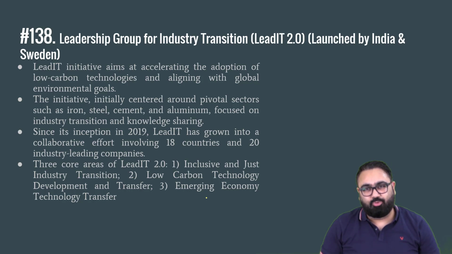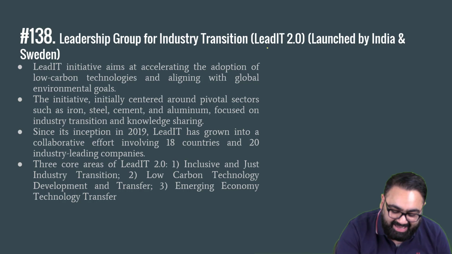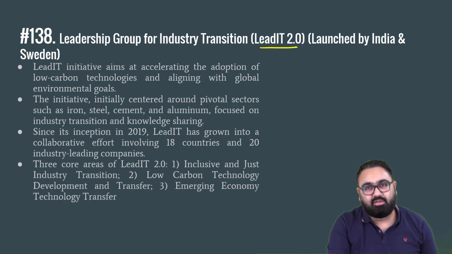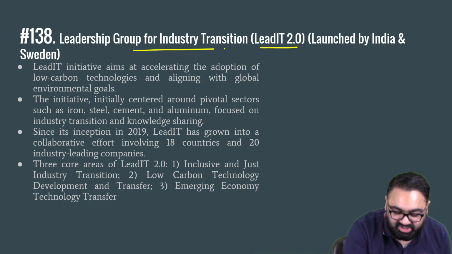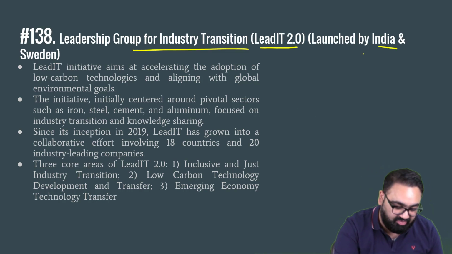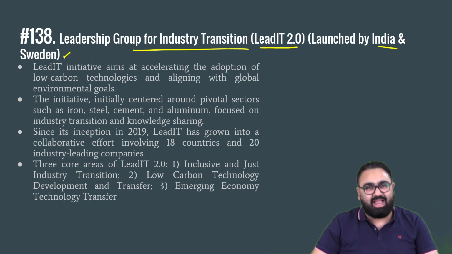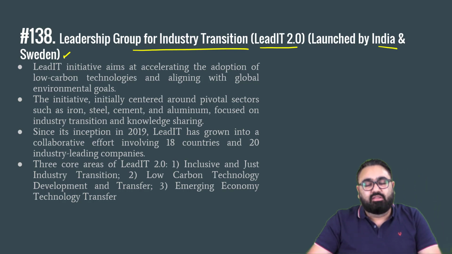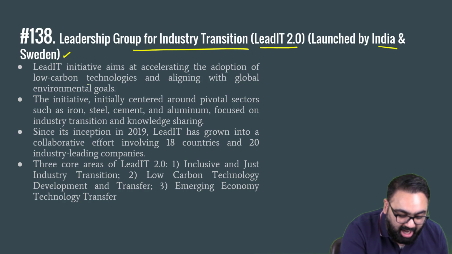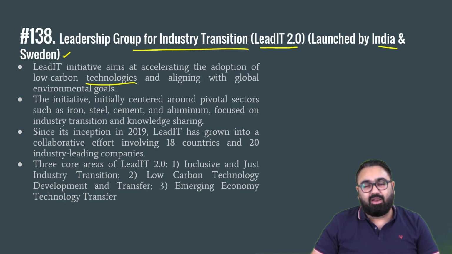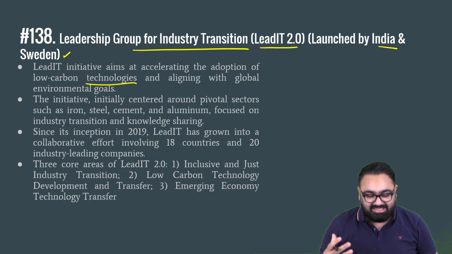Another important initiative at COP28 was LeadIT 2.0. It stands for Leadership Group for Industry Transition. This was launched by India and Sweden. Do you remember this? So basically it's a kind of collaboration under which the countries would be open to exchanging information and knowledge about low carbon technologies. There are a lot of industries, mainly in manufacturing and construction, that are very energy intensive and have a lot of emissions. Those industries specifically have to move towards low emission. So this is the initiative.